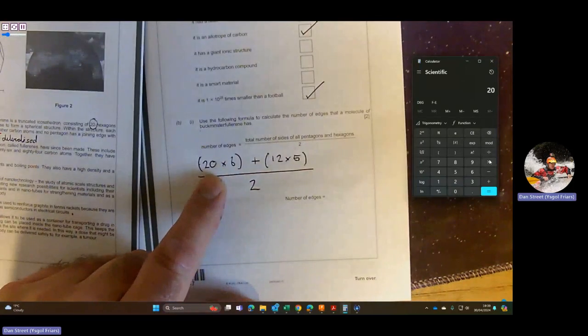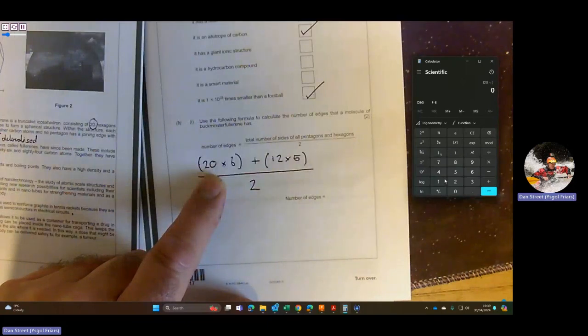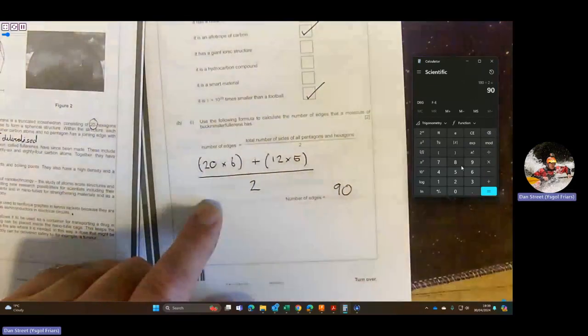So 20 times 6, it's not surprising, is 120, plus, we'll put the brackets in case this calculator doesn't follow BODMAS, 12 times 5, close that. That gives us 180, and then if you divide that value by 2, it won't surprise us to learn we get the answer of 90. So the number of edges is 90.